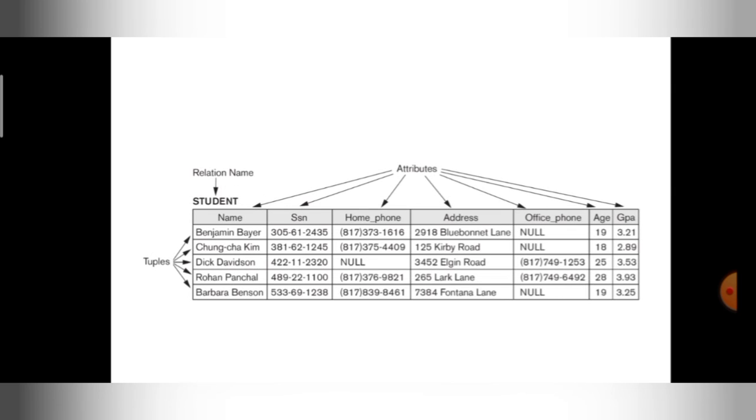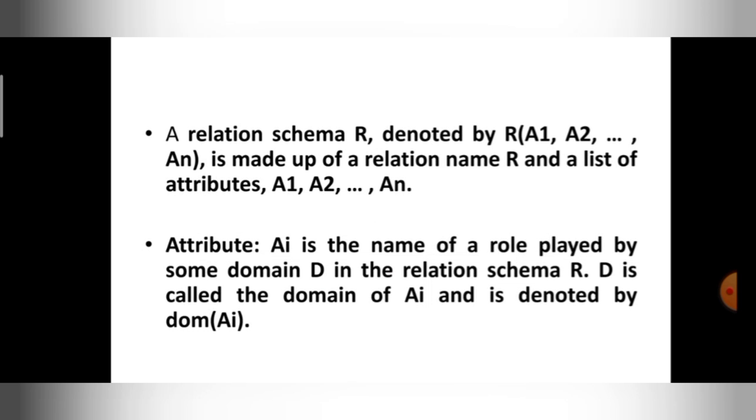Next, I'm going to explain some important concepts related to this. See here. So what is a relation? Relation schema R is denoted by R of A1, A2, AN. Here R is the relation. A1, A2, AN are the attributes. Hope you are understanding, guys.